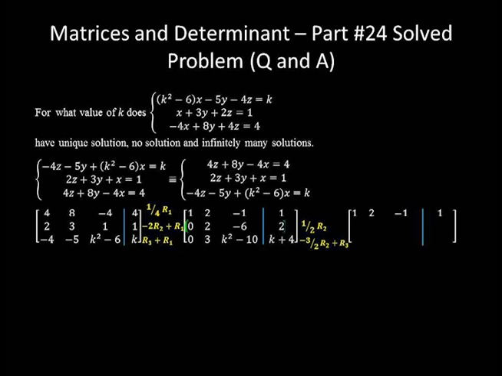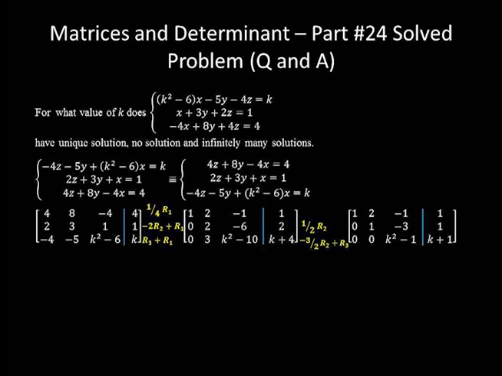Multiplying row 2 elements by 1 over 2 gives us 0, 1, negative 3 and 1. Negative 3 over 2 times 0 is 0. 0 plus 0 equal to 0. Negative 3 over 2 times 2 is negative 3. Negative 3 plus 3 gives us 0. Negative 3 over 2 times negative 6 is 9. 9 plus k square minus 10 gives us k square minus 1. Negative 3 over 2 times 2 gives us negative 3. Negative 3 plus k plus 4 is k plus 1.